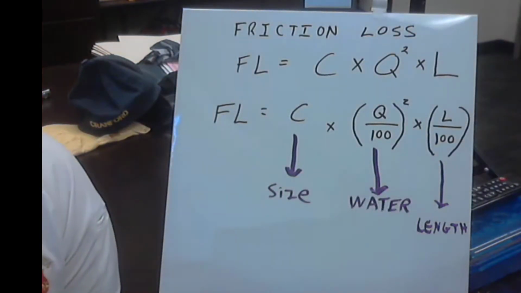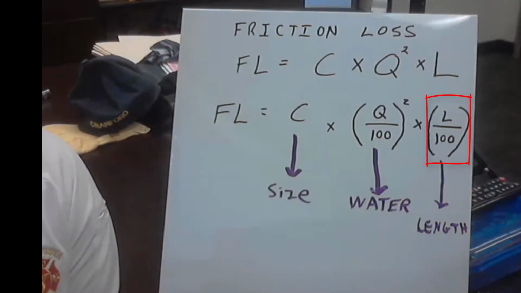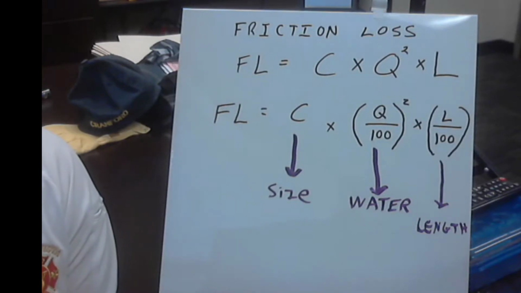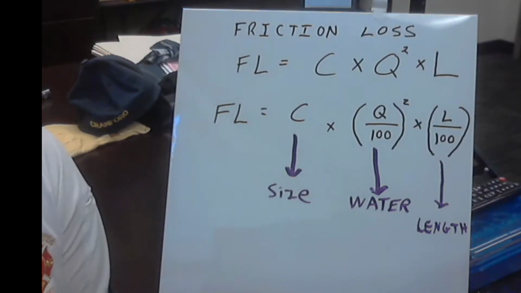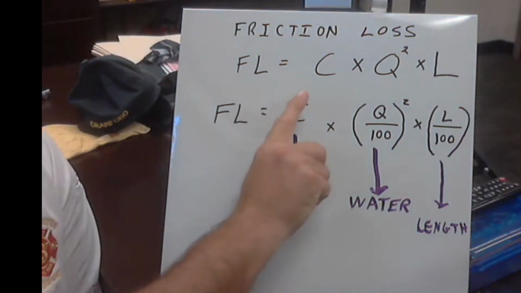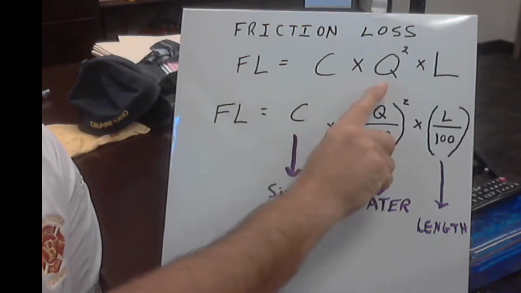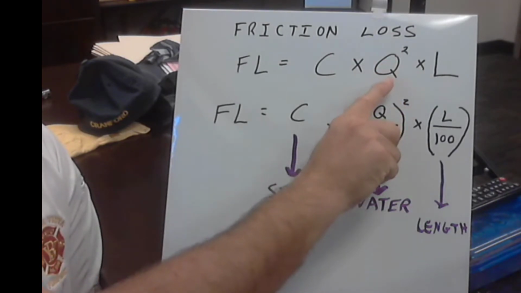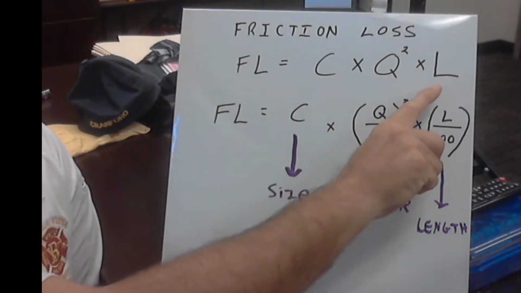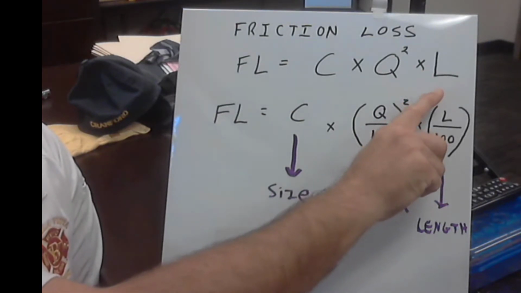Next, the length is determined in however many 100-foot sections of hose that you may have. So if you had two 50-foot sections that were together, it equals 100. They're talking about 100 length. So if you had a 100-foot hose, that would be your 100-foot length divided by 100. So you would only have one section of 100 feet. Again, friction loss is the coefficient of the hose size, your quantity of water divided by 100, and that's squared, times however many 100-foot lengths of hose that you have.